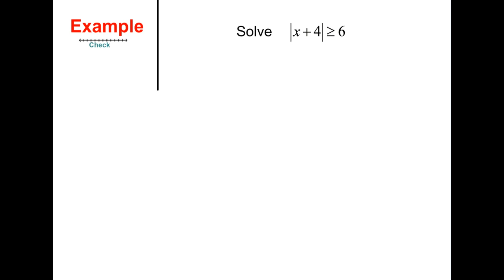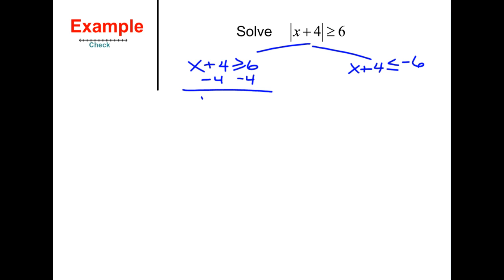Now we need to do a little bit trickier one where we actually have to solve the problem and then graph it. So again, let's split this up. This becomes x plus 4 is greater than or equal to 6. And then we have to flip the sign when we make it negative. Less than or equal to -6. Subtract 4. And we get x is greater than or equal to 2. Subtract 4. And we get x is less than or equal to -10.